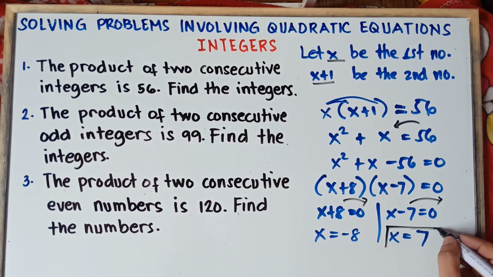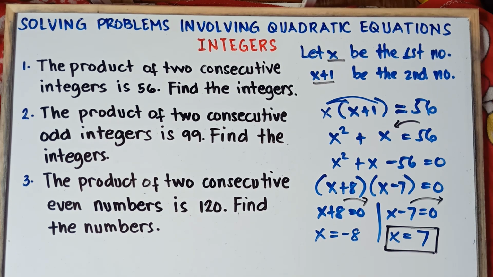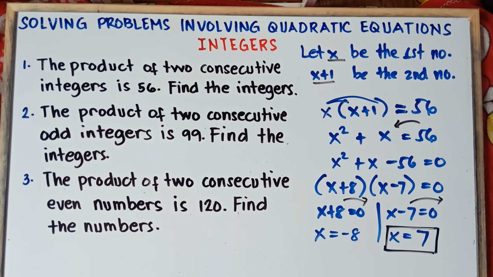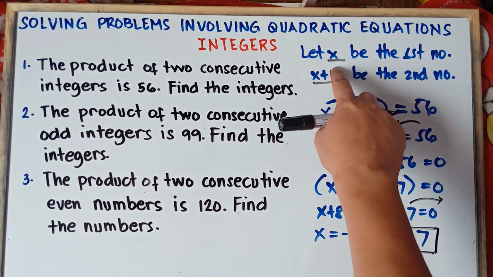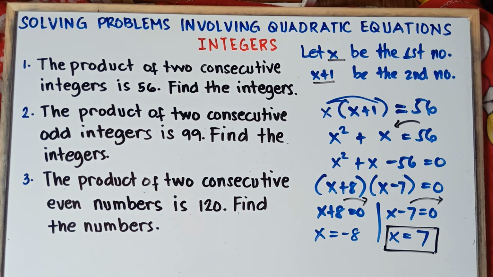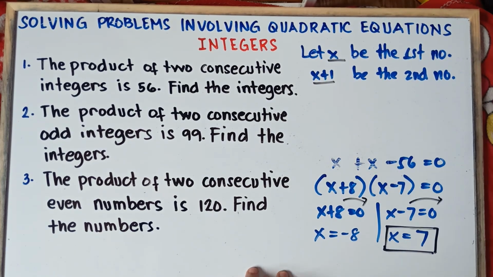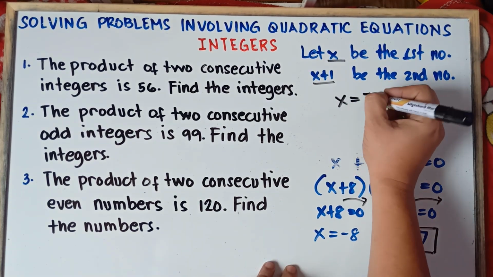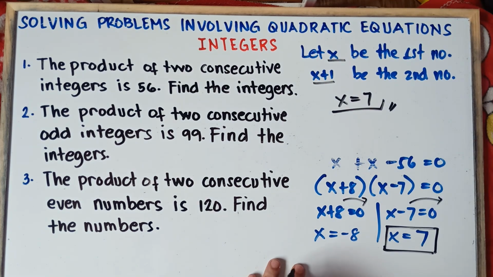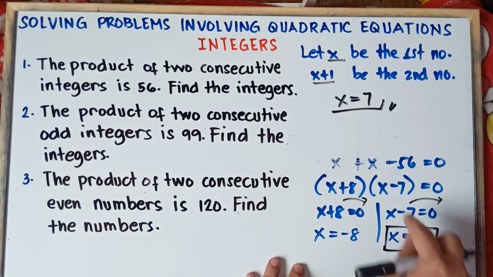Once again, class, always select the positive answer if you're dealing with problem solving. So our answer for x is 7. Therefore, our first number is 7. Since x is the first number, x equals 7.